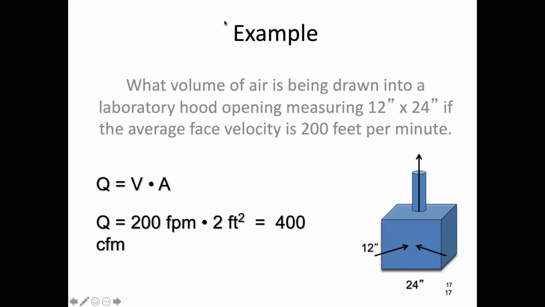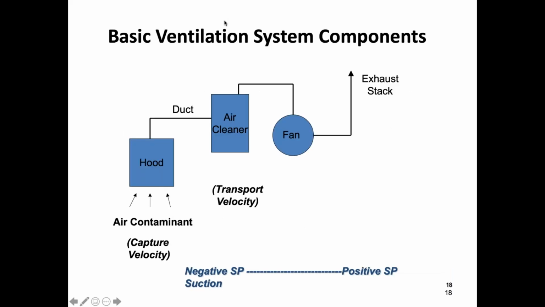This is air being drawn into a laboratory hood with an opening of 12 inches by 24 inches. If the average face velocity, the average velocity going into this hood, is 200 feet per minute, what amount of air are we moving? The cross-sectional area is 2 square feet, 1 foot by 2 feet, right? So we're moving 400 cubic feet per minute of air.